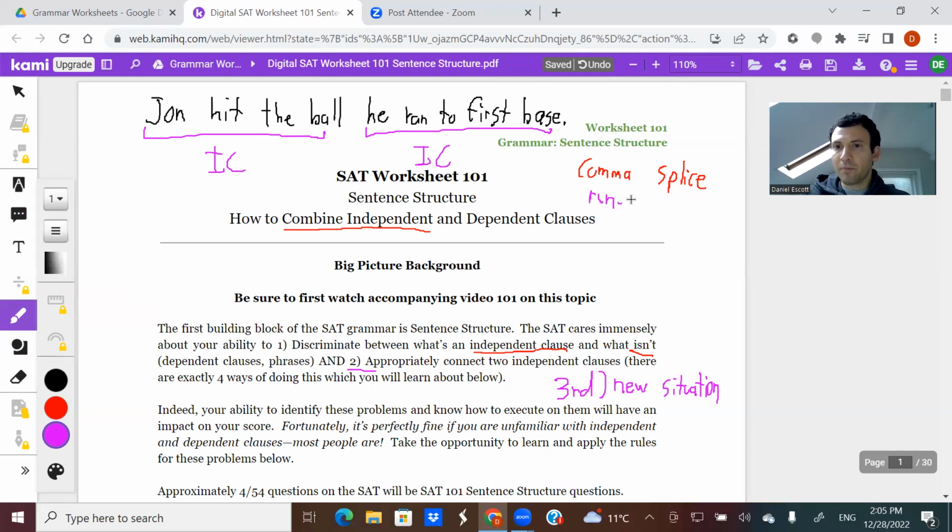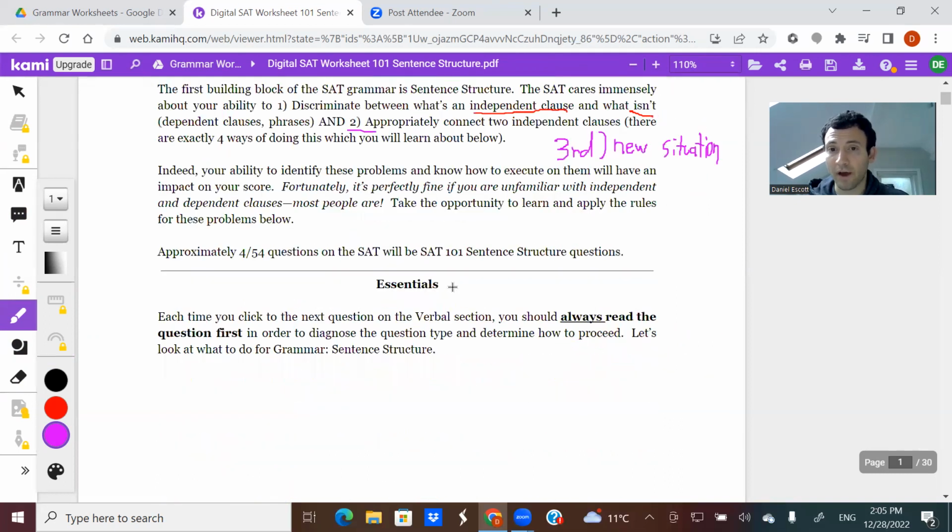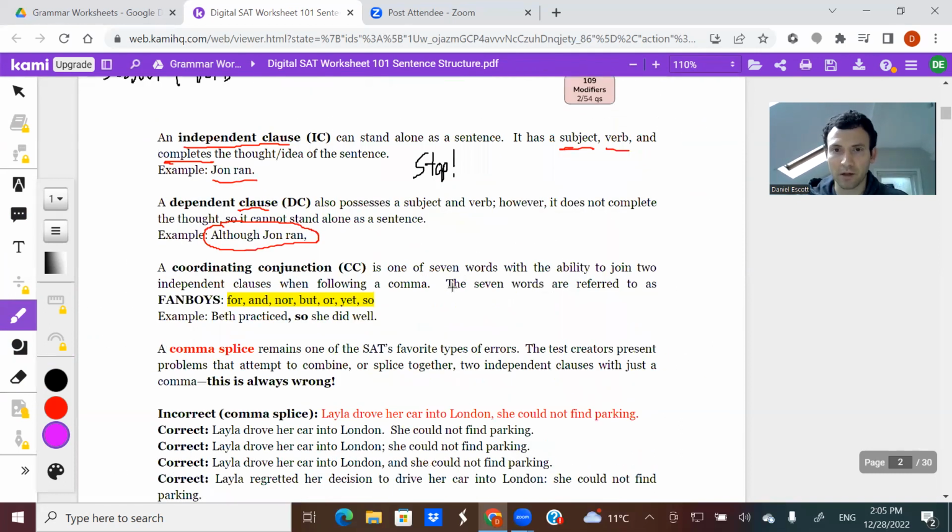Okay. But the test isn't that simple. They're going to come up with ways to add things in to make you think it's okay when it's not. Don't worry, we're going to go through exactly what we need to know. So I'll scroll down right now. I'm going to show you another comma splice.